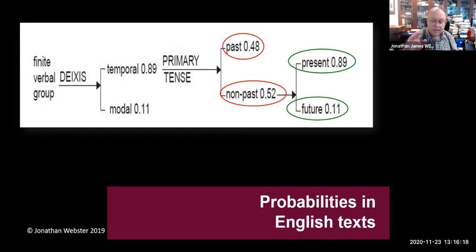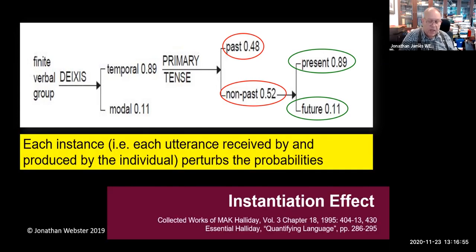But Halliday's point is taken, and that is that the way you use language, these instances of language, are feeding back into your perception of the system. And what is the system? The system is not only a set of choices, it is a set of choices with probabilities indicated. Because how does a child acquire language? A child acquires language through hearing language. That's the idea of language as probabilistic. Each instance, each utterance received by, produced by the individual perturbs the probabilities.